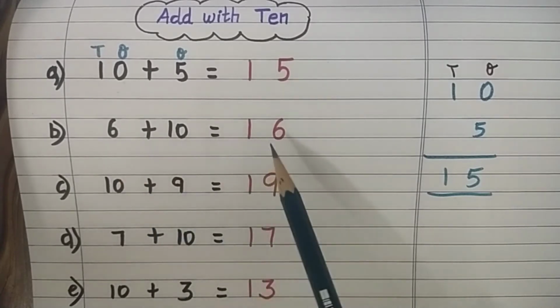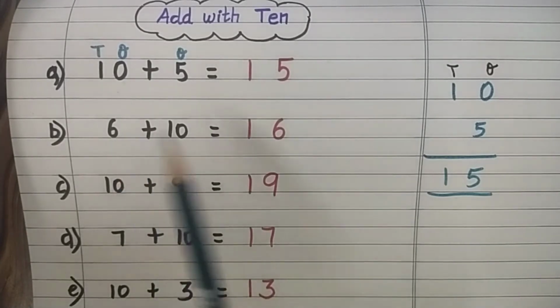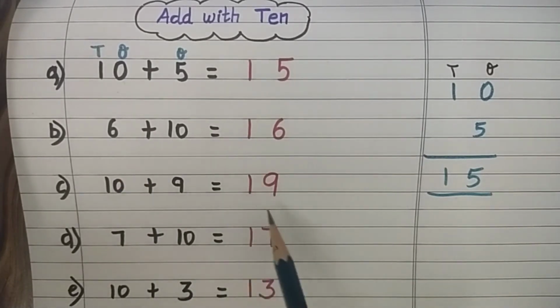6 plus 10 gives what? 16. 10 plus 9 gives what? 19. 7 plus 10 gives what? 17. 10 plus 3 gives what? 13. See here, children, 6 means it becomes 16. 9 means 19. 7 means 17. 3 means 13.